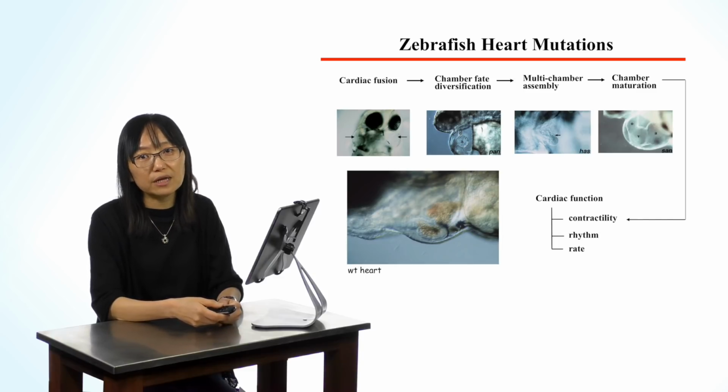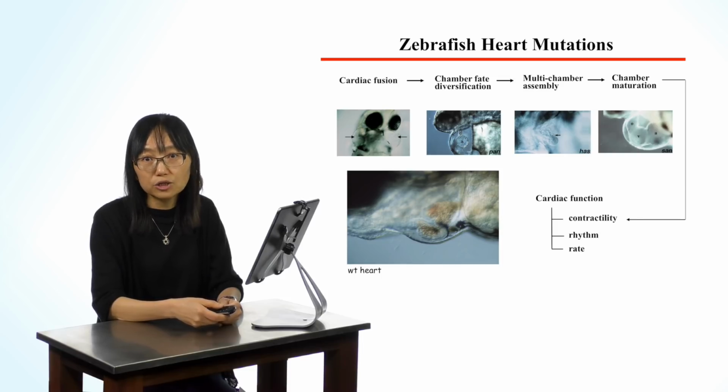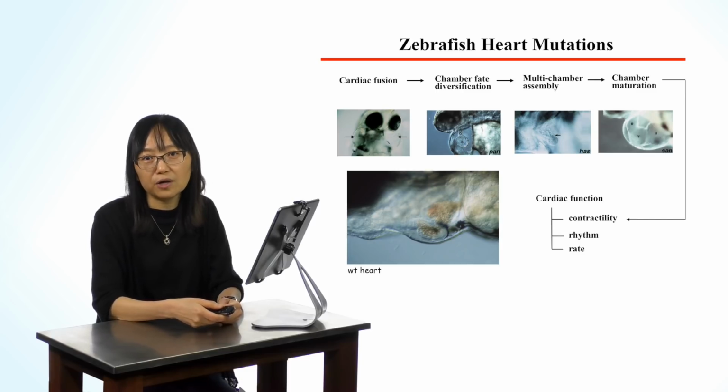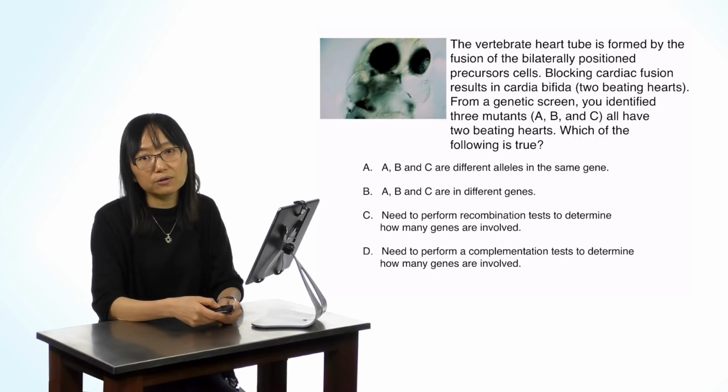We also have mutations that interfere with cardiac chamber formation or the growth of cardiac tissue or the contractility or the rhythm of the heartbeat. In the screen, we found many mutants that have 2 beating hearts. Now consider the following statement and choose the correct answer.